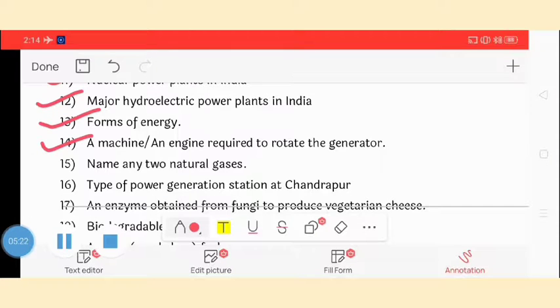Question number 15. Name any two natural gases. Natural gases are LPG and CNG, compressed natural gas and liquefied petroleum gas.